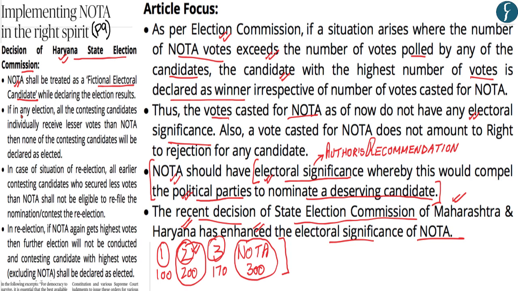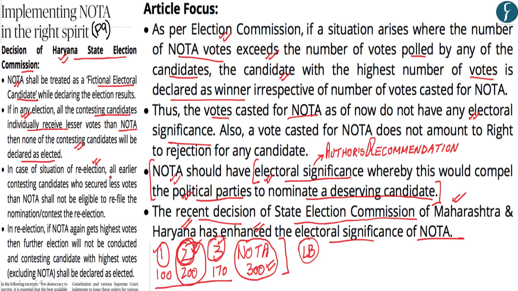And if in any election of the local bodies, all the contesting candidates individually received fewer votes than NOTA, then none of the contesting candidates will be declared as elected. So if in the local body elections in Haryana, NOTA had received 300 votes and candidate number 1, 2 and 3 had received less than 300 votes, then none of the candidates, including candidate number 2, would be declared as winner. And what would happen is that re-election would be held for that seat.